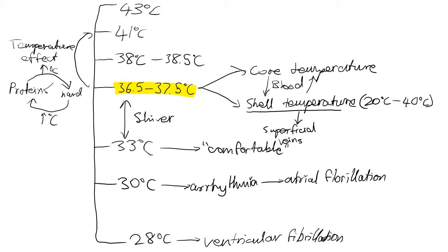If the temperature goes above 41 degrees, then proteins start to denature and you even see convulsions in adults, and 43 degrees is the limit for life. Between 36.5 and 33 degrees, you start to shiver, and under 33 degrees, you essentially become comfortable with the surroundings, which is a very negative sign in terms of temperature regulation. Under 30 degrees, you experience arrhythmias, and until 28 degrees, you experience ventricular fibrillation, which is essentially a very short period of time before you experience death.